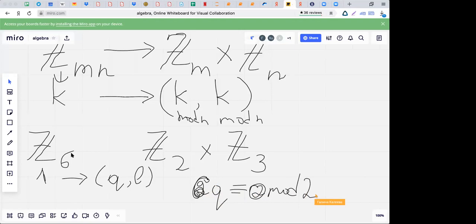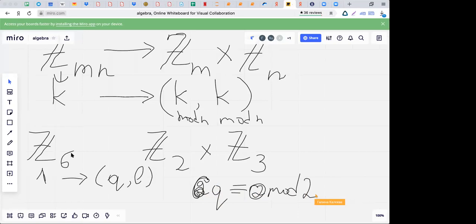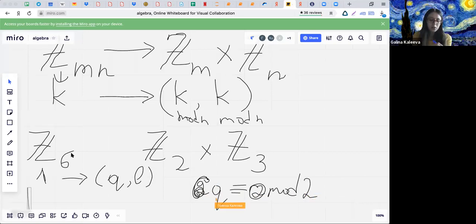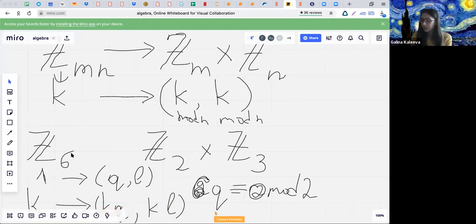So the order of our element here is a divisor of the order of the image here. And if I map 1 to this kind of element, I also know the images of every element here. So I know that k goes to (kq, kl). Okay, so we know it already.